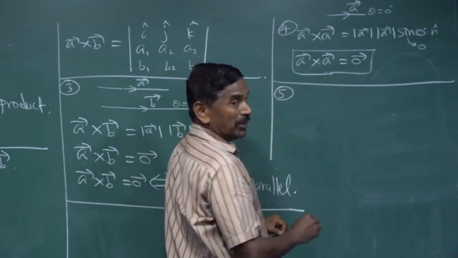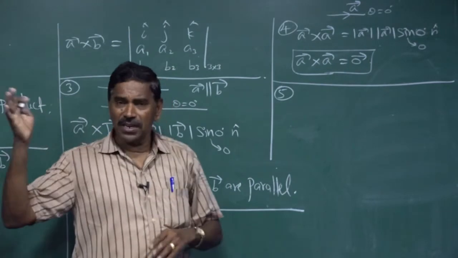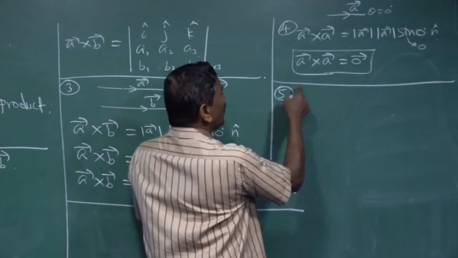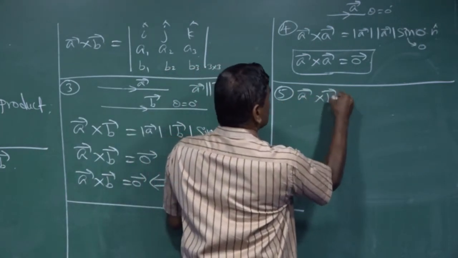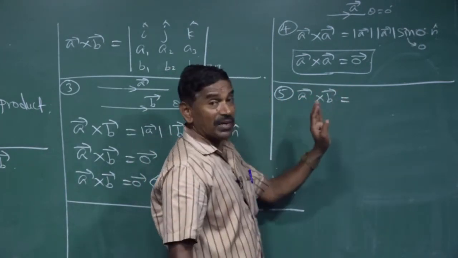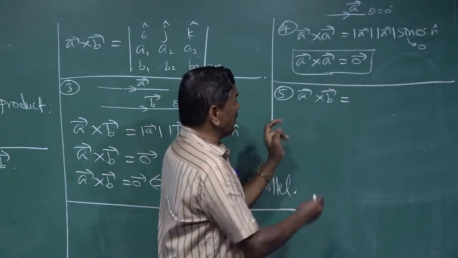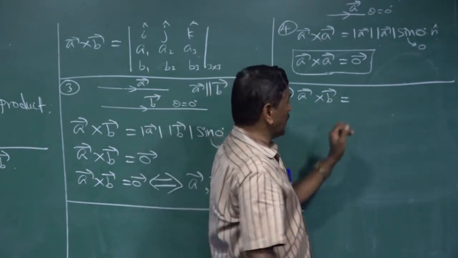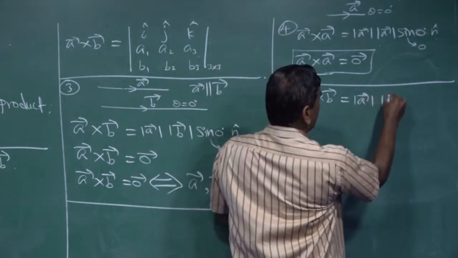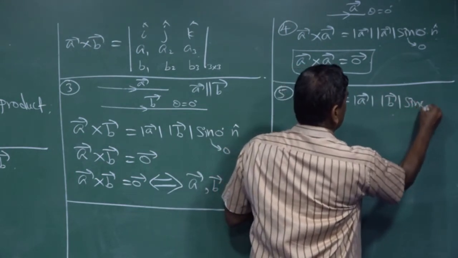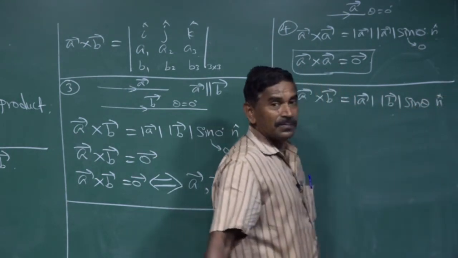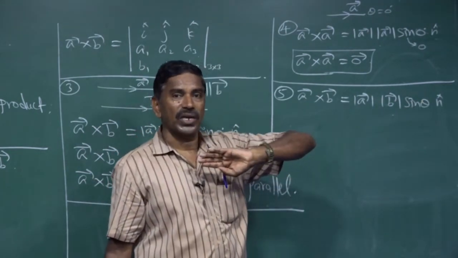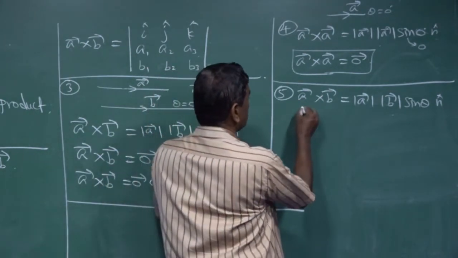Now listen, the fifth one. Again I am going to write the definition; every time we are going to use the definition of cross product. Fifth one is A vector cross B vector. A vector cross B vector equals, by the definition of cross product, modulus A vector into modulus B vector into sine theta into n cap. Now for my convenience, taking modulus on both sides.